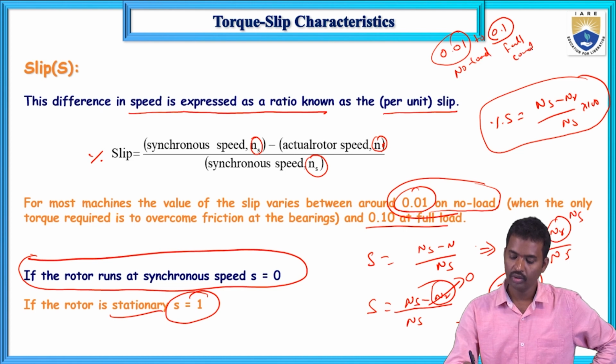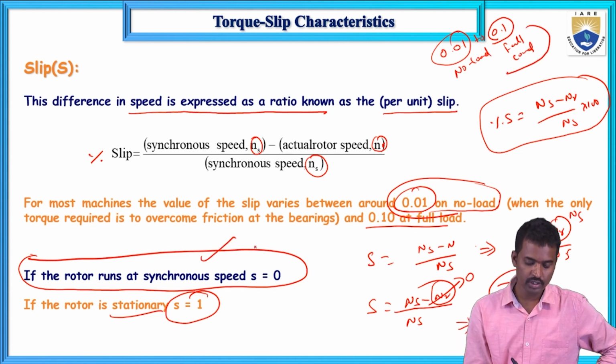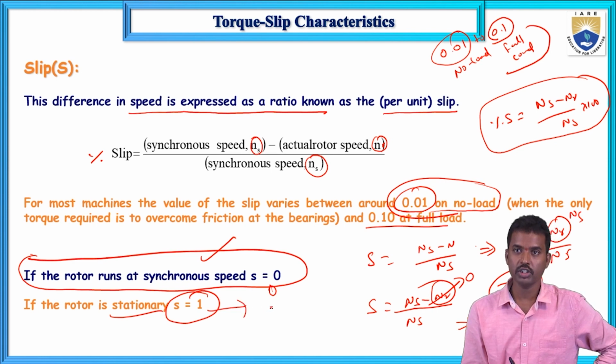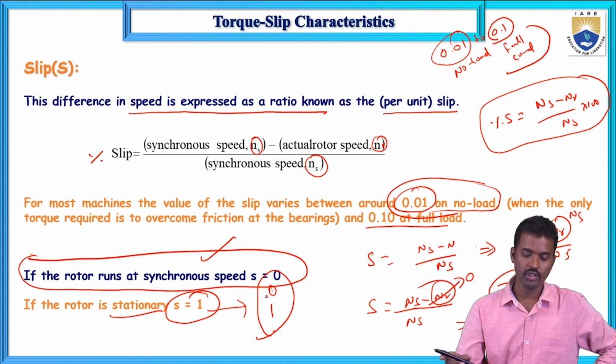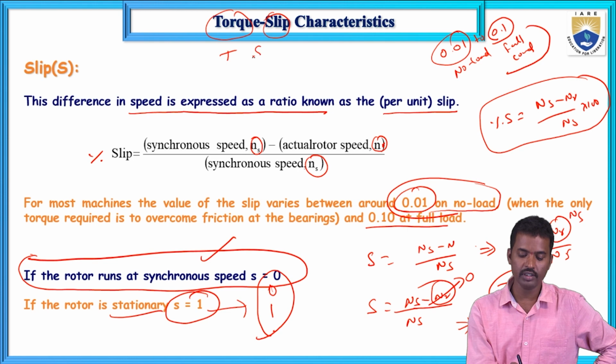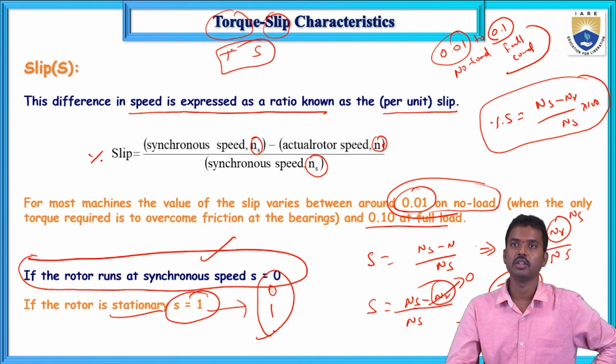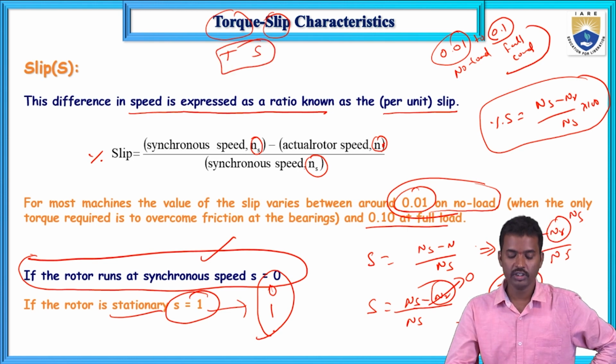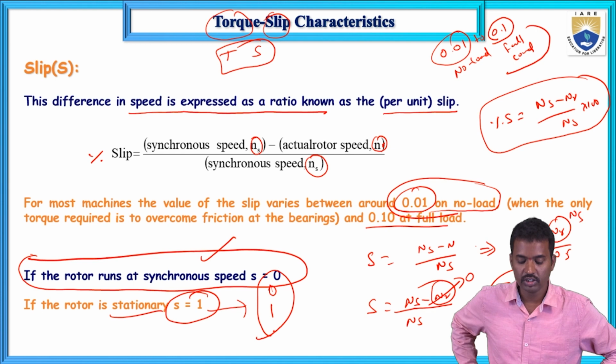Full load and no load. At synchronous speed the slip value is 0, and at rest position the slip value is 1. Now what is the relation between torque and slip? If you know the relation in an induction motor, then you can draw the torque slip characteristics.